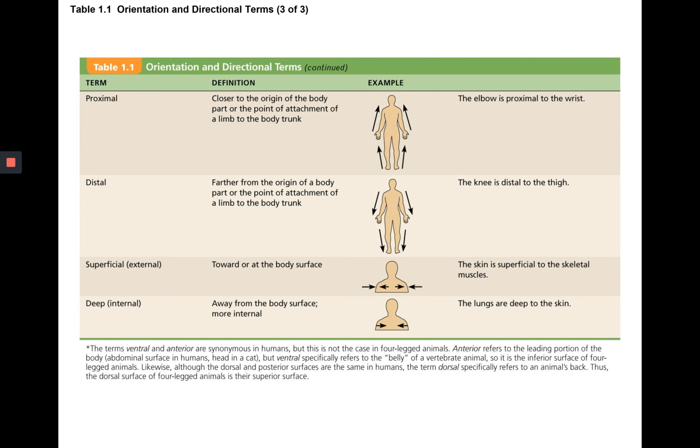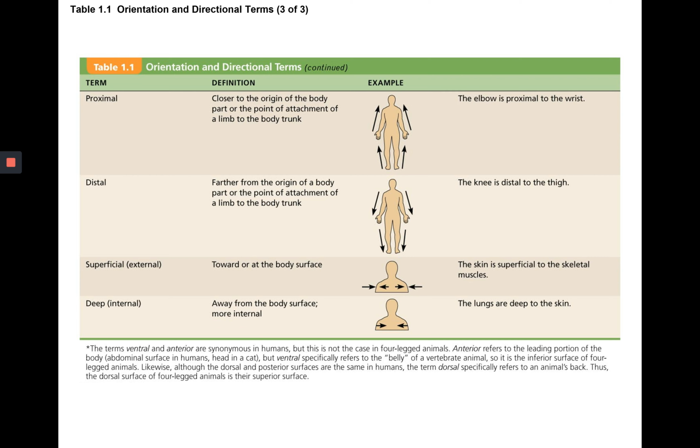For proximal and distal, if we look at our example, the elbow is proximal to the wrist. We know they used it correctly, not just because it's an example, but the elbow and wrist are both on the upper limb. If I read that another way, I would say that the elbow is closer to the point of attachment for the upper limb compared to the wrist. Because proximal means closer to the point of attachment compared to the other structure. And what's the point of attachment for the upper limb? That's going to be the shoulder.